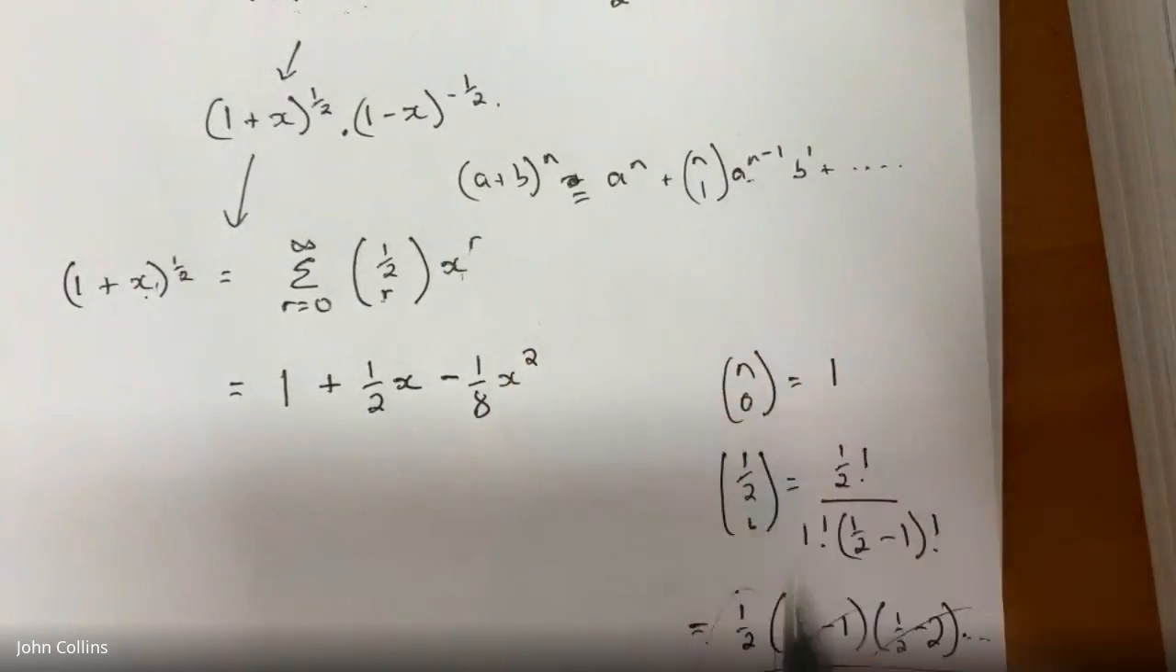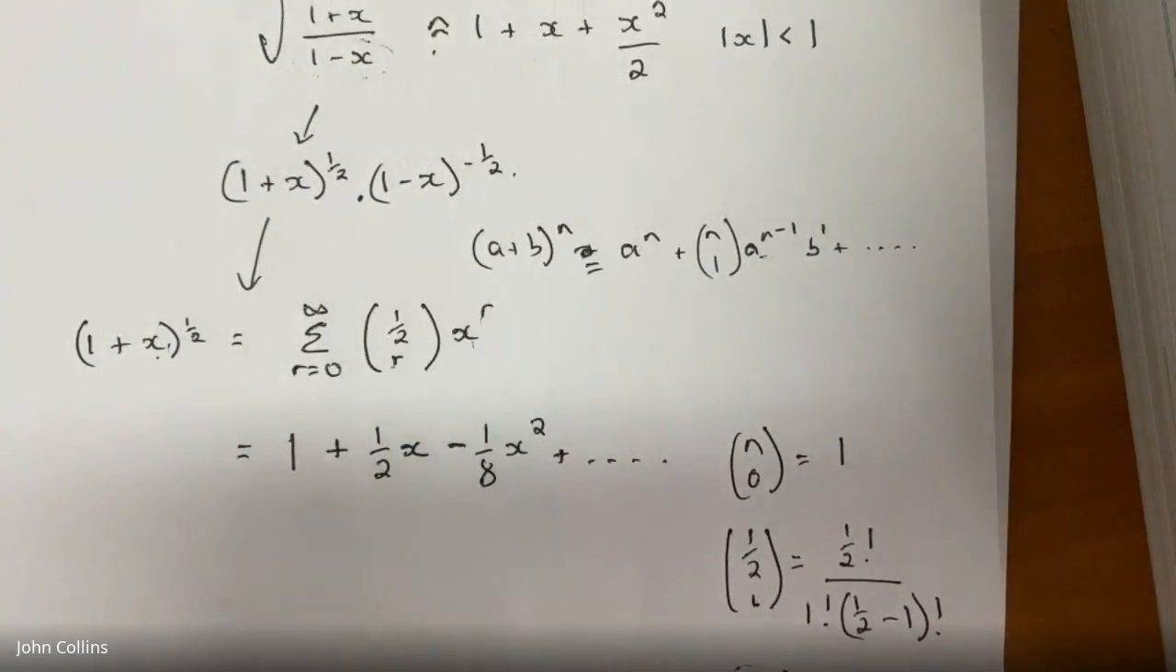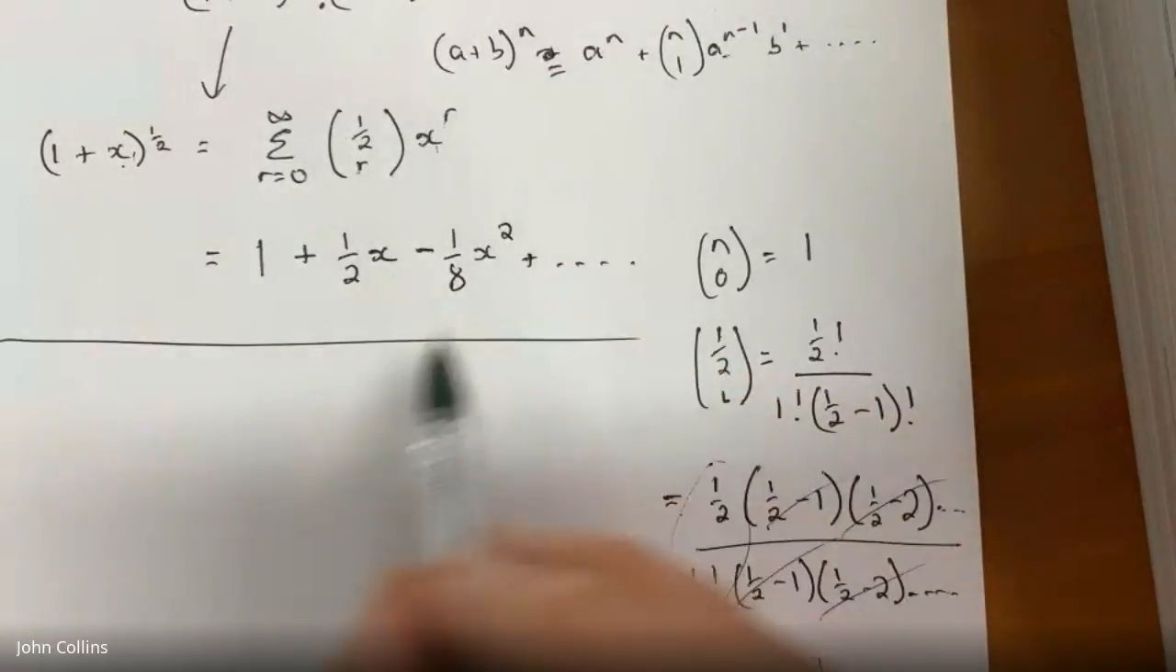The next term for the first one, and so on and so forth. We don't need to go any further because we know that we're going to end up multiplying these two together, so we definitely don't need an x cubed term. All right, so that's the one.